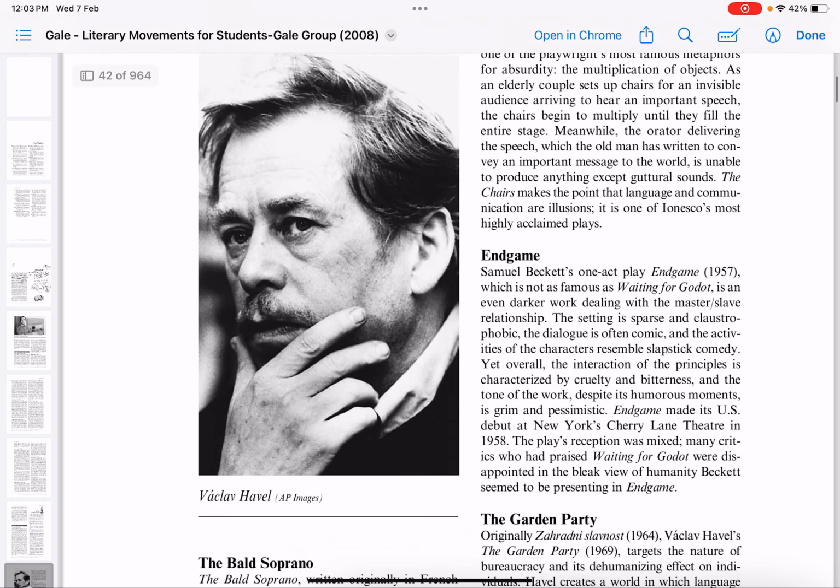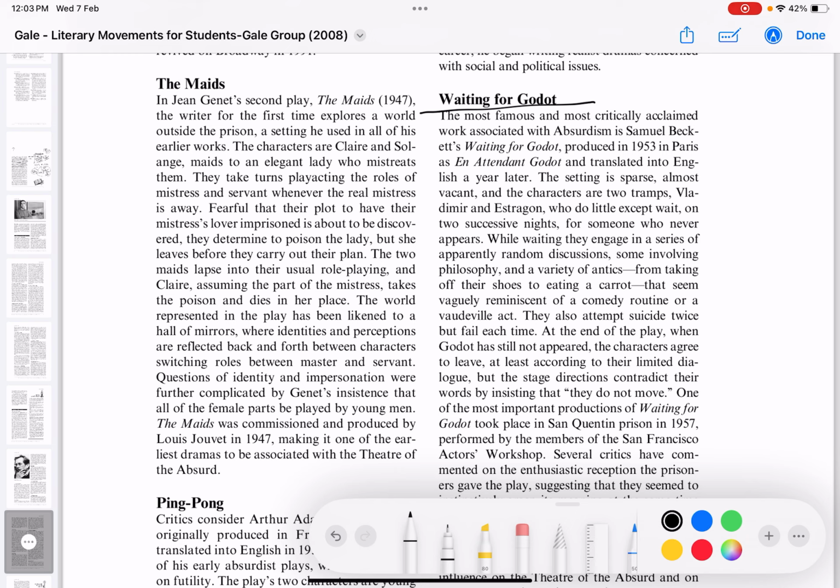Let's analyze this text, okay? Waiting for Godot. It is also part of the theatre of the absurd. Now, what happened in this play? The most famous and most critically acclaimed work associated with absurdism is Samuel Beckett's Waiting for Godot, produced in 1953 in Paris as En attendant Godot. So, it was written in French, right, and translated into English a year later, that is in 1954. So, it was written in 1953 and translated in 1954.